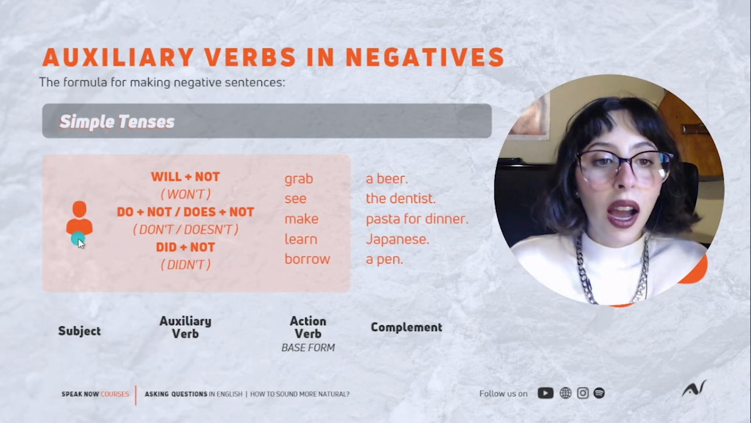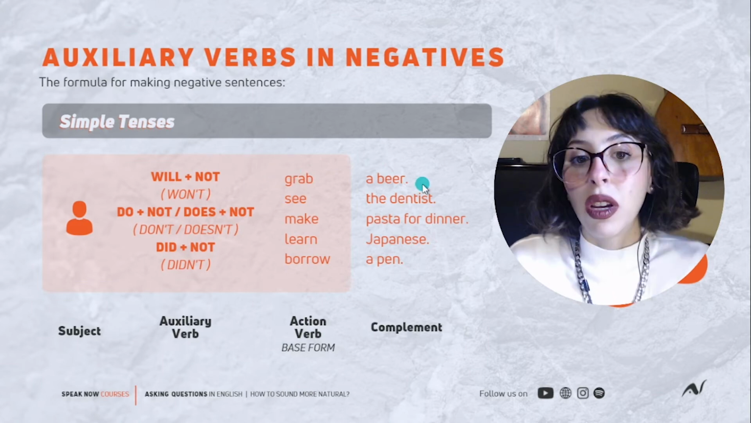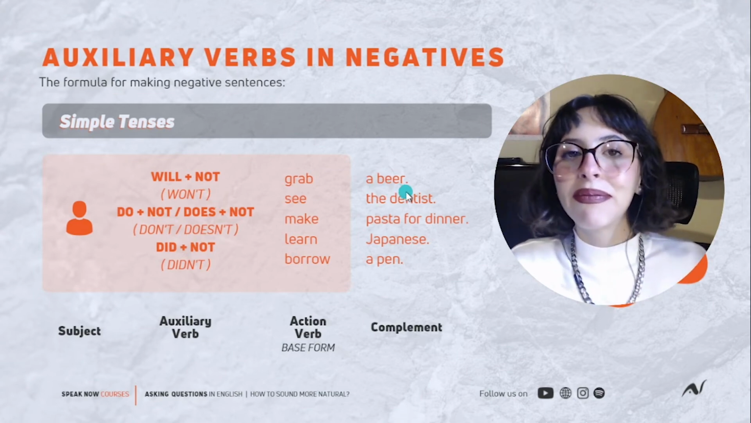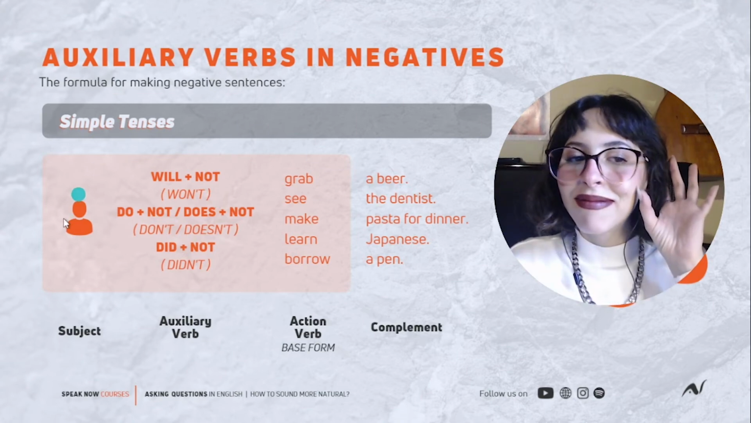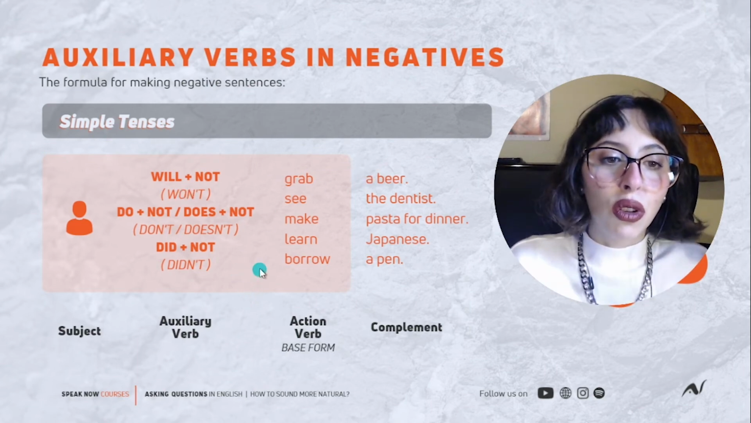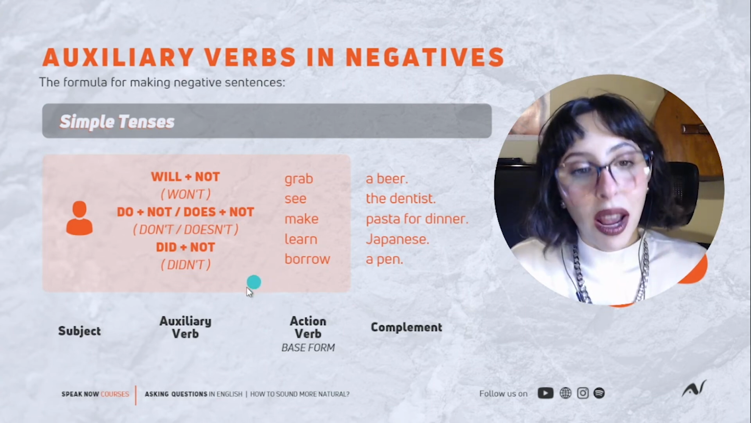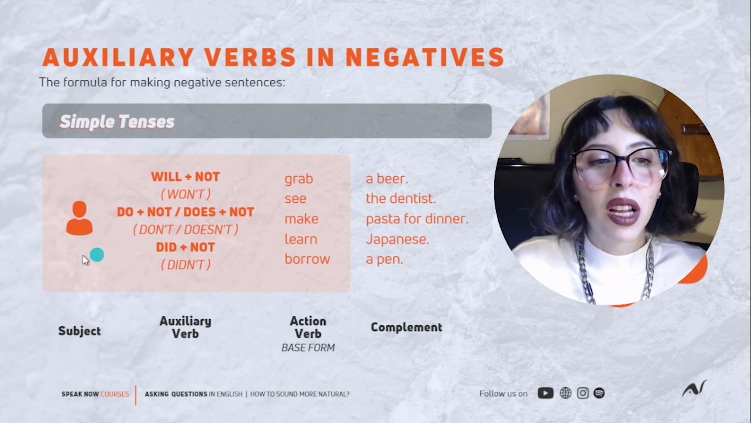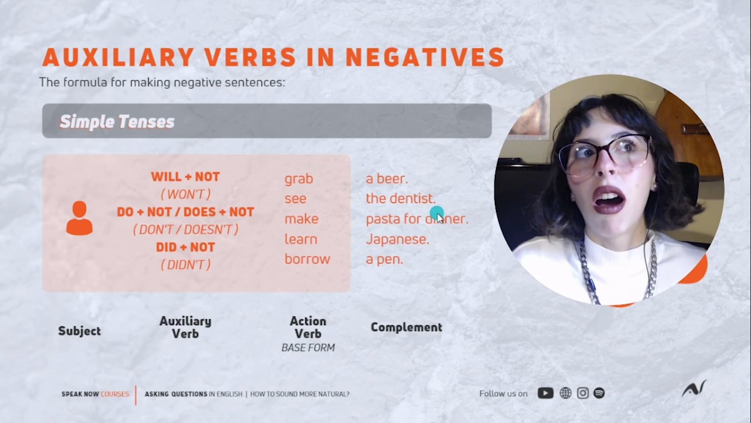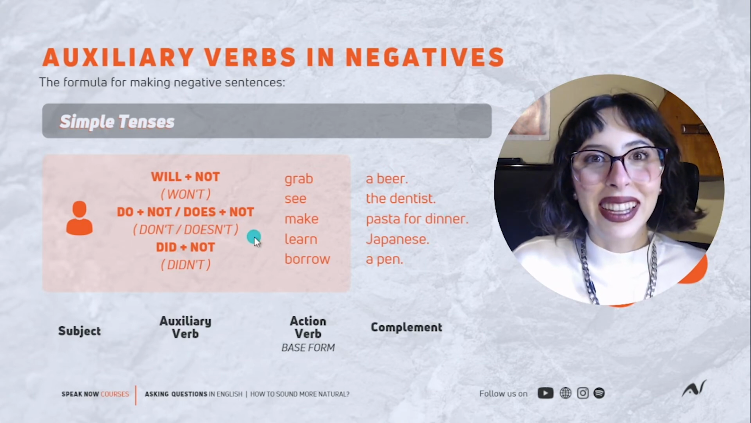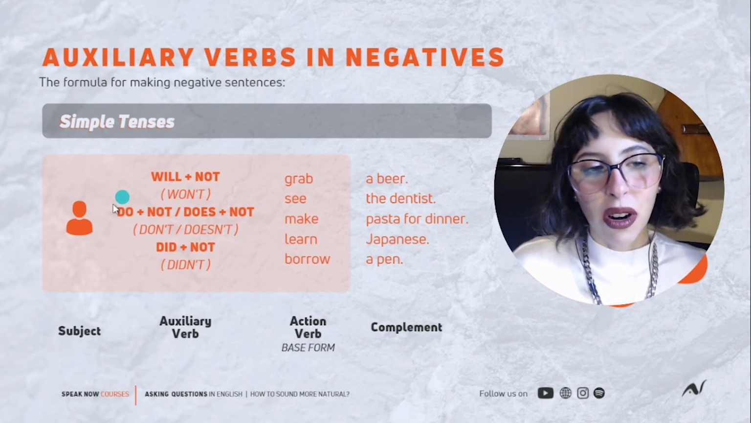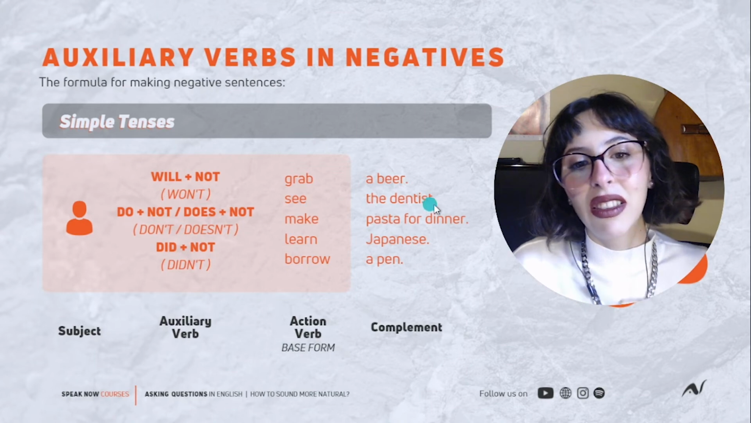For example, I won't grab a beer. Repeat after me. No, I won't grab a beer. Excellent, very good. And in case we use don't or doesn't, we are using simple present in the negative. For example, my father. My father does not see the dentist. Oh, wow. That's critical. Repeat. My father doesn't. Let's use the contracted form. My father doesn't see the dentist.